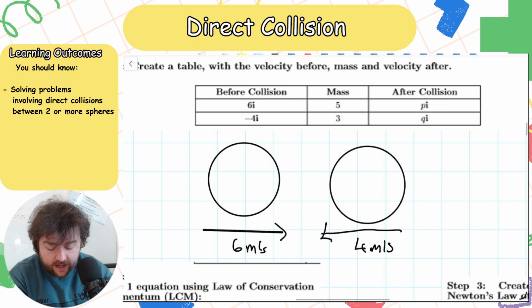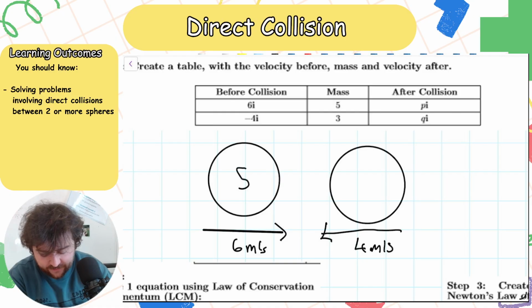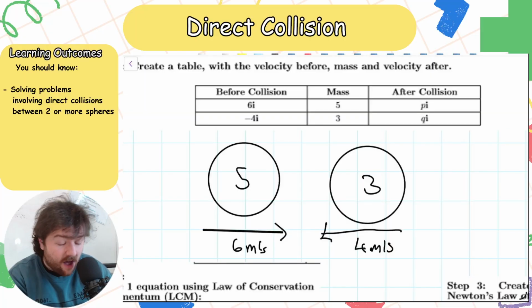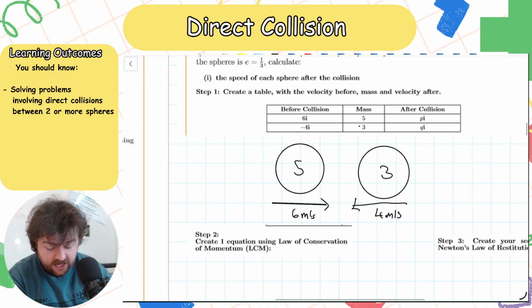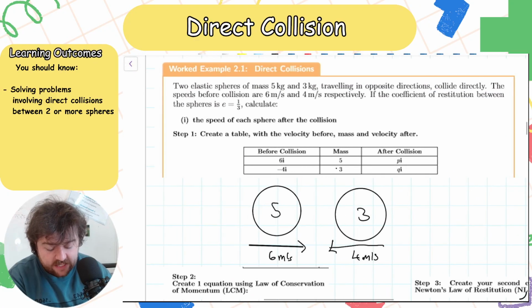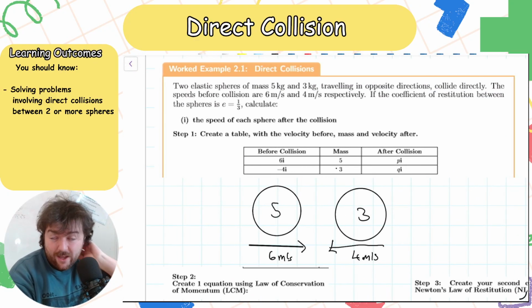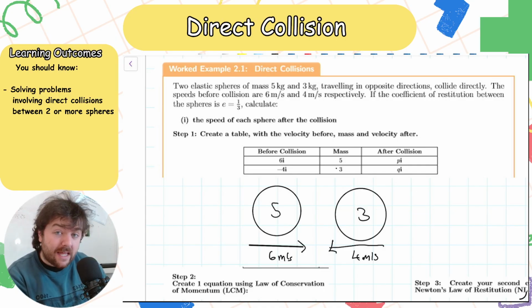My first sphere is traveling at 6i, because it's going 6 in the horizontal direction. Its mass is 5, so it's a 5 kg mass, and this one is 3. After the collision we don't know what it is, so we say it's equal to P. For the second ball, it's going in the opposite direction, to the left, so it's minus 4i. Its mass is 3 kg, and after collision it's Qi, which we don't know. These spheres don't have anything happening in the j component. We usually see that for oblique collisions.